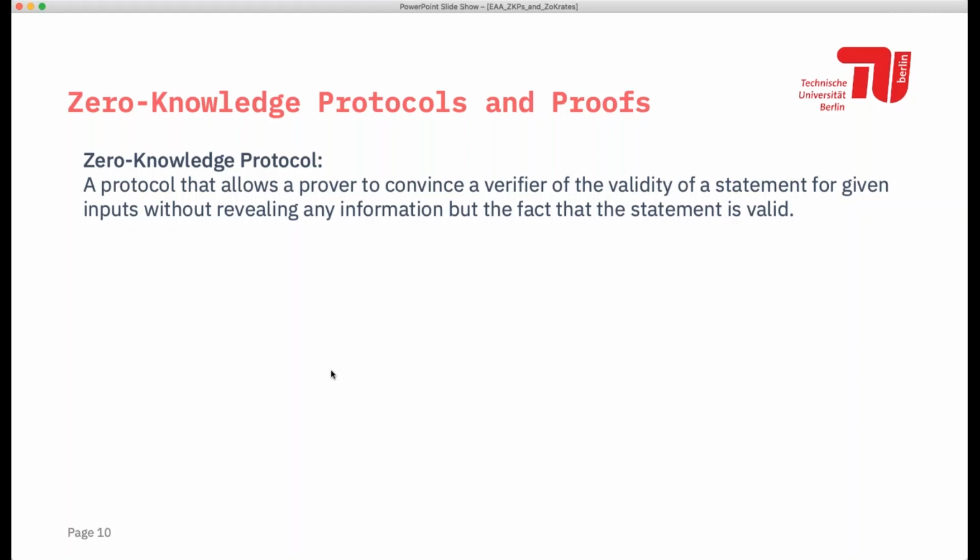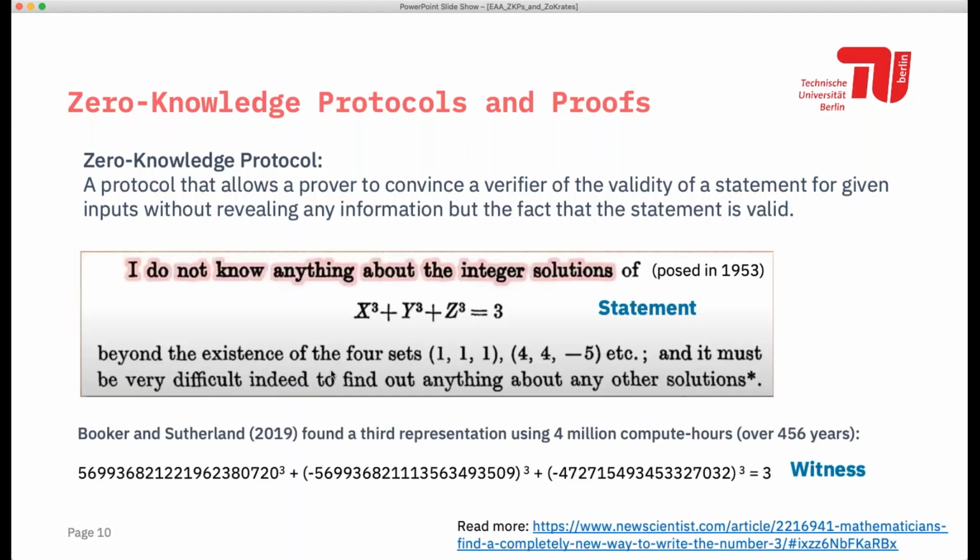And then we manage to find protocols so that in the end, the verifier is convinced by the prover. Here's another interesting problem, just to define terminology a bit more. The statement here is, I do not know anything about the integer solutions of this equation down here. This is the statement: x cubed plus y cubed plus z cubed equals 3.